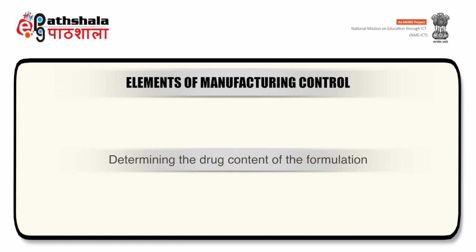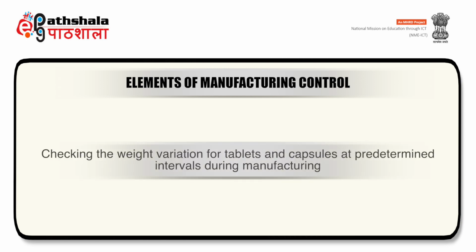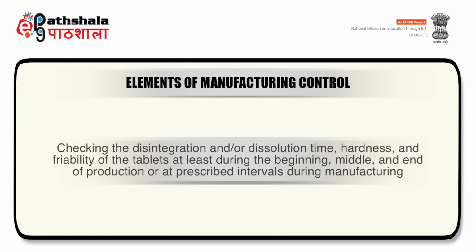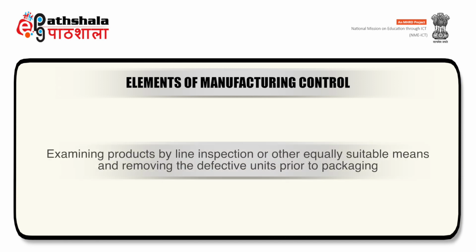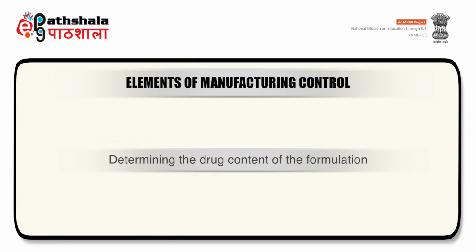Now the in-process quality control for solids. It includes determining the drug content of the formulation, checking the weight variation for tablets and capsules at predetermined intervals during manufacturing, checking the disintegration and dissolution time, hardness, and friability of tablets at least during the beginning, middle, and end of production or at prescribed intervals during manufacturing, testing soluble tablets for compliance with solution time requirement, examining products by line inspection or other equally suitable means, and removing the defective units prior to packaging, and determining drug content of formulation.